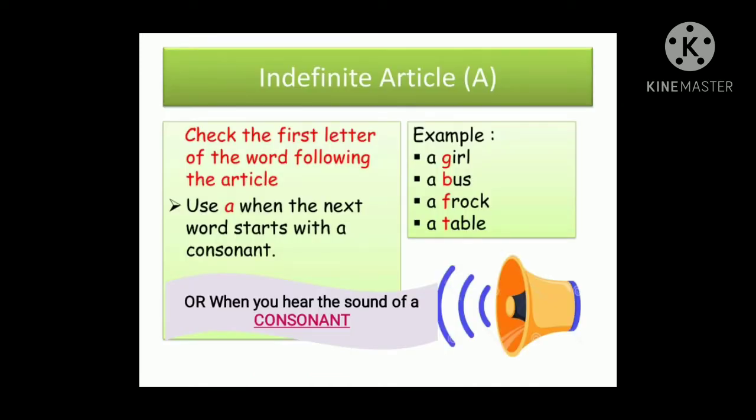Indefinite article a. Now we'll understand what a is and where we use a. So a is an indefinite article and it is always used for a single unit. It denotes a single unit. Check the first letter of the word following the article. Use a when the next word starts with a consonant. Now where do we use a? We use a wherever the word starts with a consonant or you hear a consonant sound.